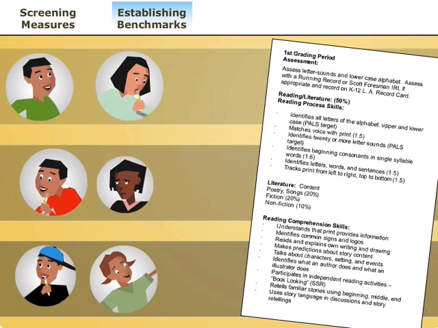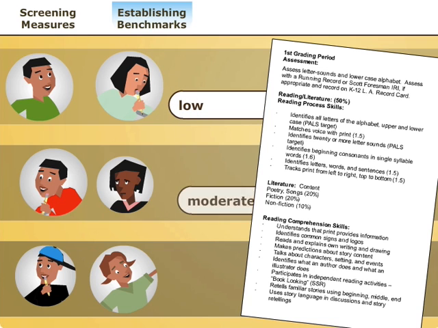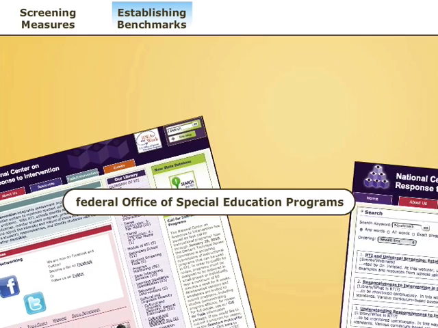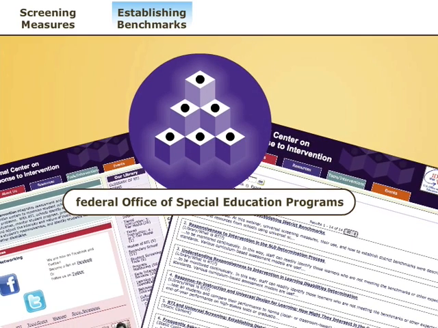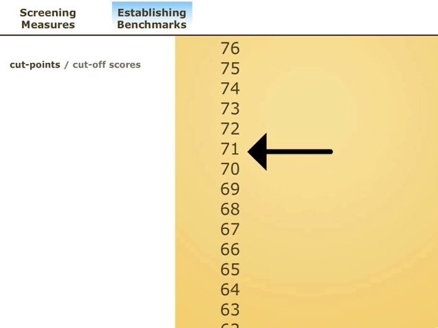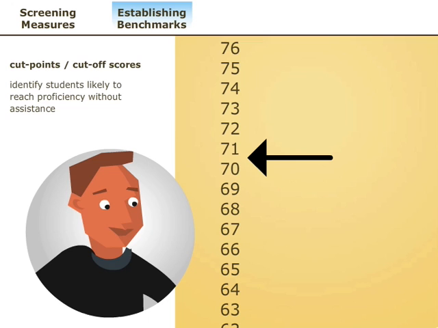Interpretation of screening results requires grade-level benchmarks or growth rates to determine which children are at low, moderate, or high risk for developing reading difficulties. Grade-level benchmarks indicate when a particular reading skill should be achieved. The Federal Office of Special Education Programs offers a good starting point for information on benchmark screening and progress monitoring through its National Center on Response to Intervention website. Once benchmarks have been established, the district will need to establish cut points, or cutoff scores, to identify those students who are likely to reach proficiency without additional assistance.